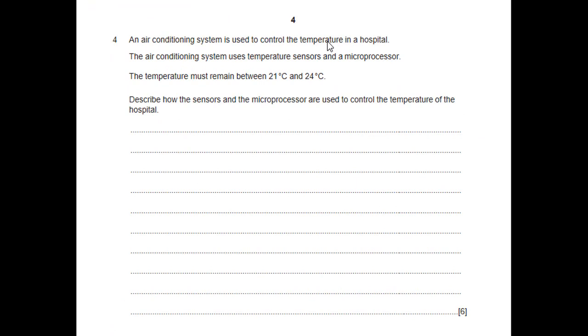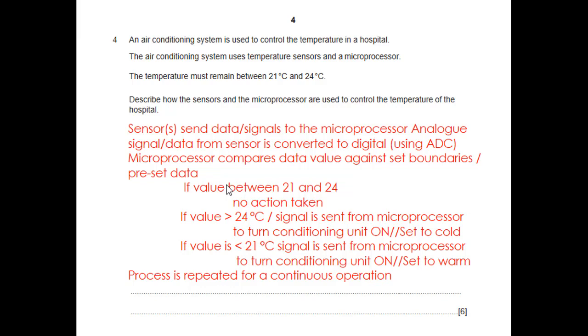Now, we often get these 6-mark questions talking about systems and sensors. And it's even giving you the temperature range here. So the first thing we always need to mention is the sensor sending the signal to the microprocessor and there being some form of analog to digital conversion. These first two should always be mentioned in these questions for the first 2 marks.